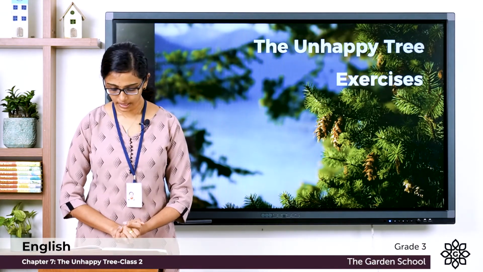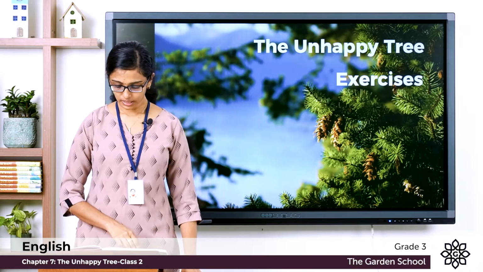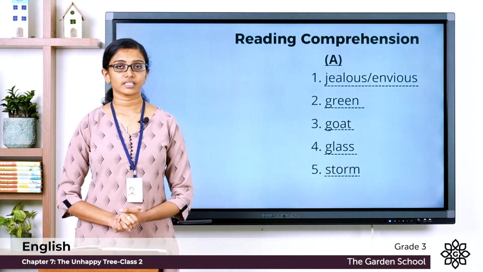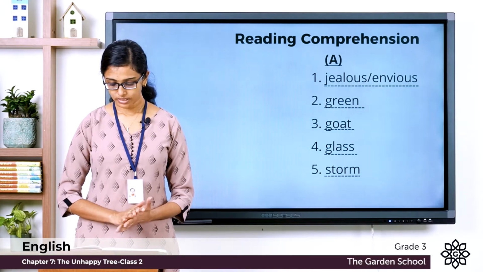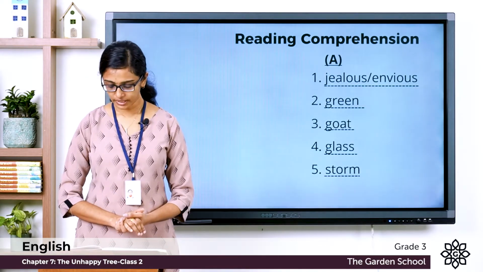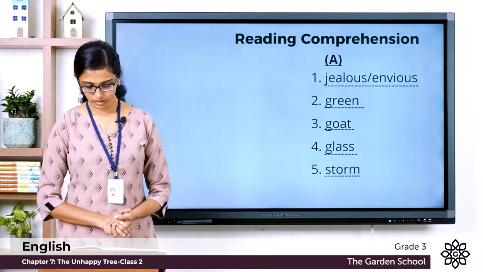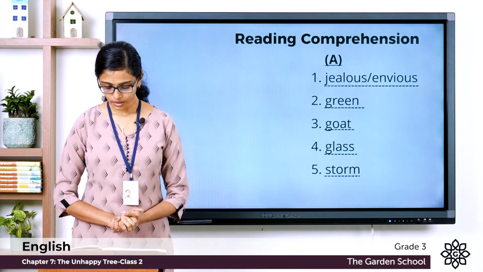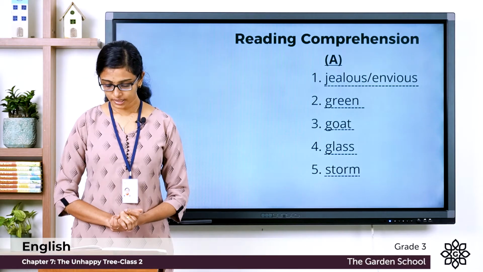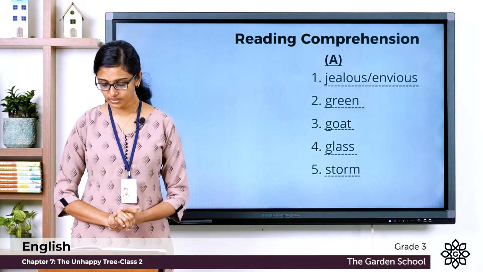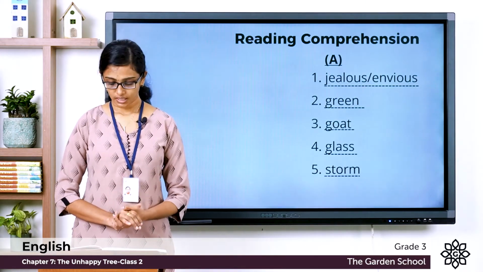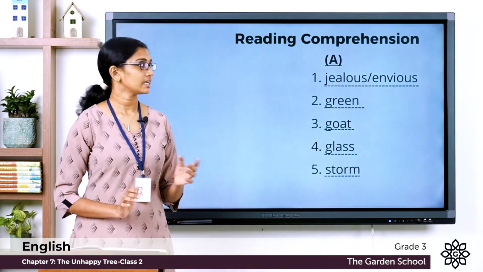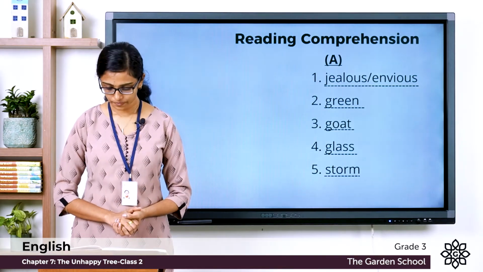Let's see the first one. The little fig tree was dash of the other trees. The little fig tree was jealous or envious of the other trees. Yep, you can fill in the blanks there with suitable words. Question number 2. The little tree wanted dash leaves as its first wish. The tree wanted green leaves as its first wish.